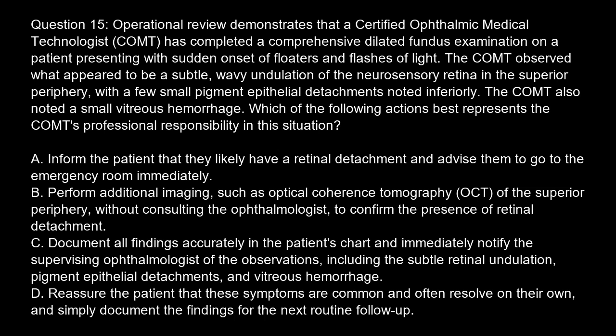Option A. Inform the patient that they likely have a retinal detachment and advise them to go to the emergency room immediately. Option B. Perform additional imaging, such as optical coherence tomography, OCT, of the superior periphery, without consulting the ophthalmologist to confirm the presence of retinal detachment. Option C. Document all findings accurately in the patient's chart and immediately notify the supervising ophthalmologist of the observations, including the subtle retinal undulation, pigment epithelial detachments, and vitreous hemorrhage. Option D. Reassure the patient that these symptoms are common and often resolve on their own, and simply document the findings for the next routine follow-up.